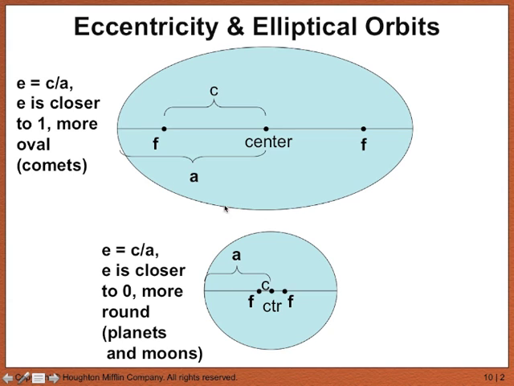And that would be true of a perfectly circular orbit. With a perfectly circular orbit, which actually doesn't exist in the universe, we can make satellites have a perfectly circular orbit around our planet. But planets, moons, and comets don't have perfectly circular orbits.